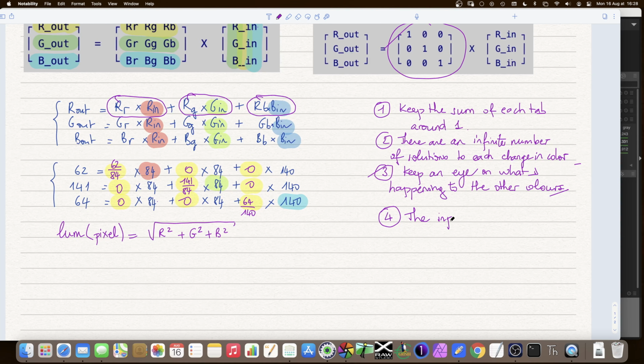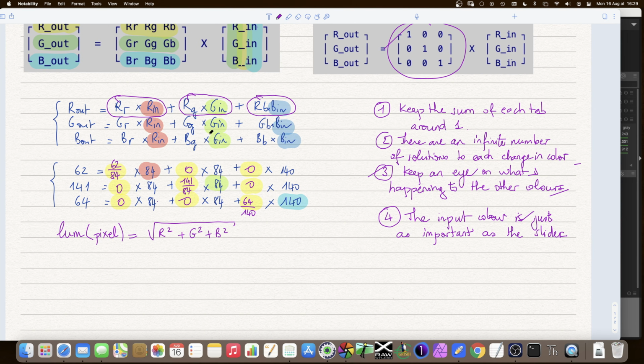The input colour is just as important as the slider, and that is just a mathematical truth. (The pen is sticky, sorry.)